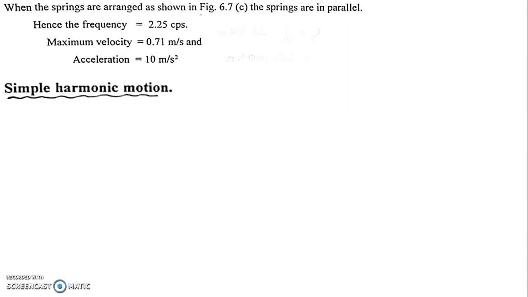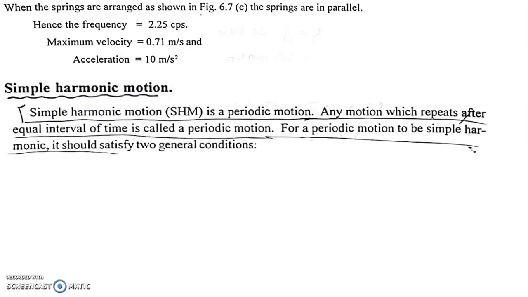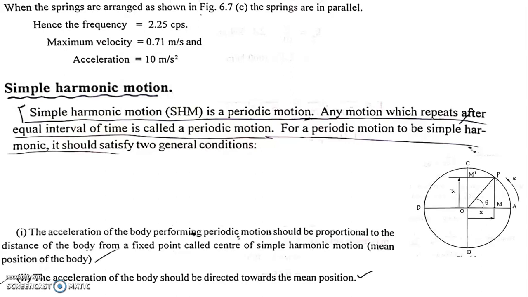And next we will be discussing simple harmonic motion. A simple harmonic motion is a periodic motion. Any motion which repeats after an equal interval of time is called a periodic motion. For a periodic motion to be a simple harmonic motion, it should satisfy two conditions. First, the acceleration of the body performing the periodic motion should be proportional to the distance of the body from a fixed point called the center of simple harmonic motion, or the mean position.